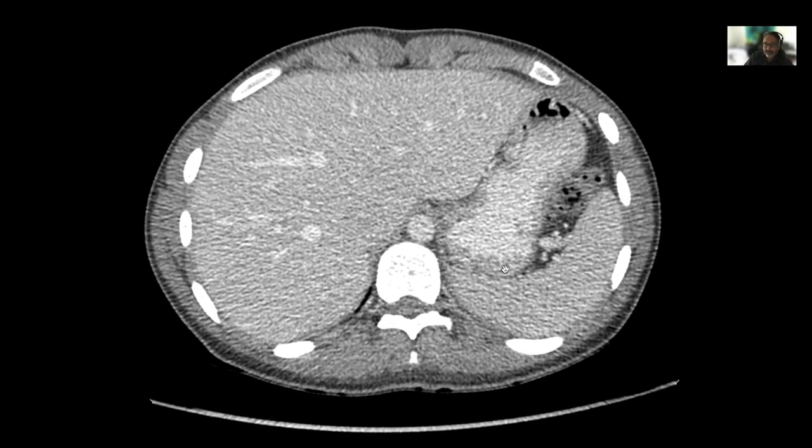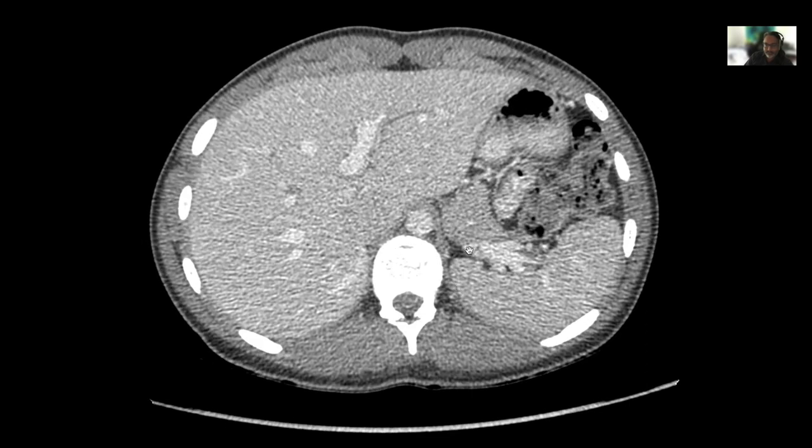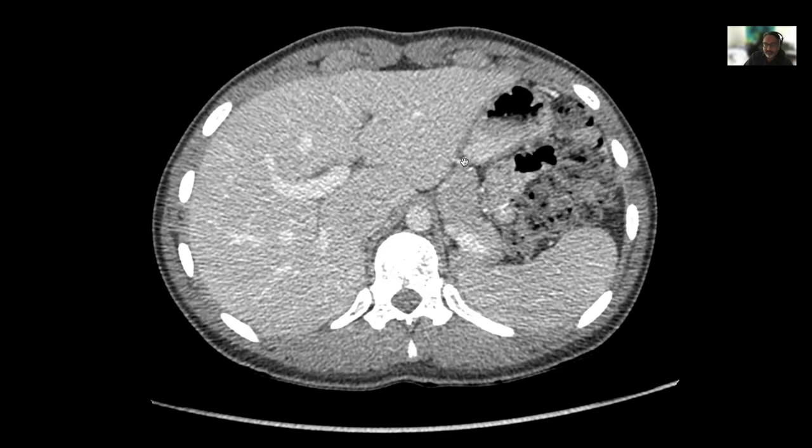So there you go. That's the splenic artery here. Let's take the splenic artery back. That's the splenic artery again. Let's bring it back. That's the splenic vein, so don't confuse it with the splenic vein. That's the splenic artery, and that's the pancreas.